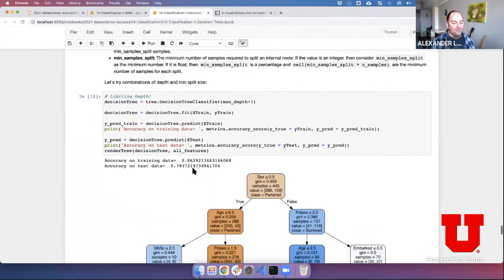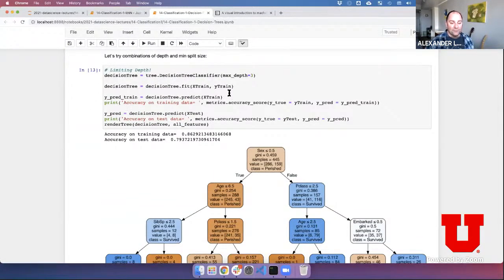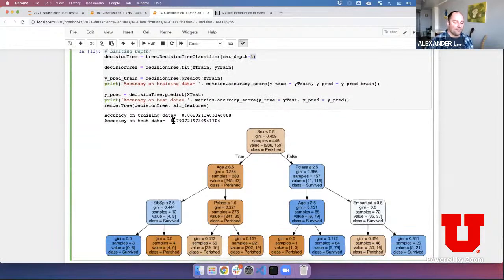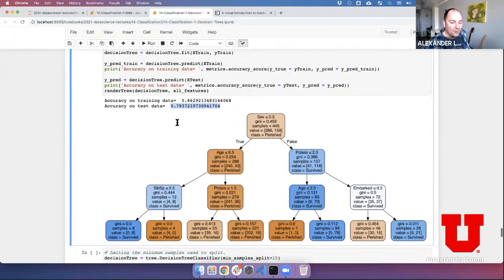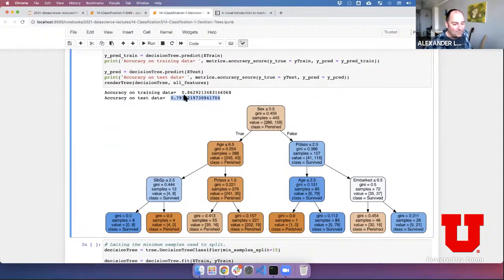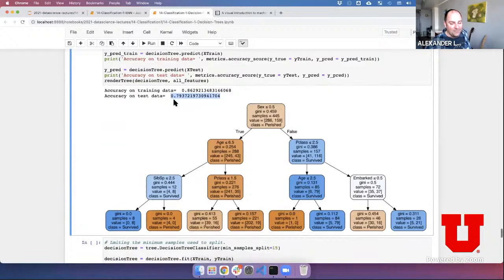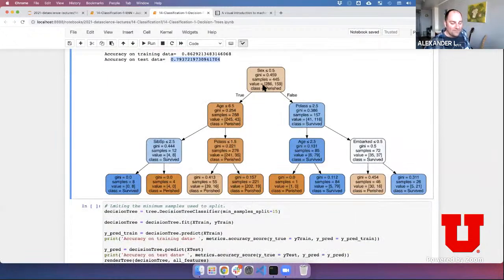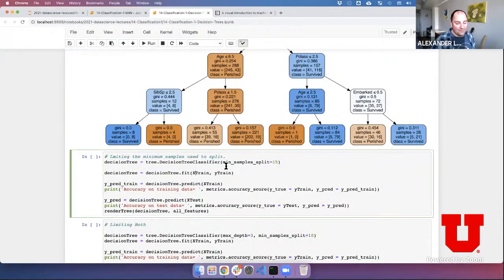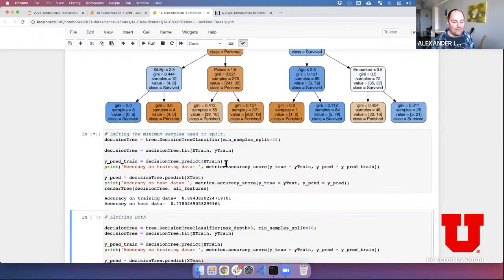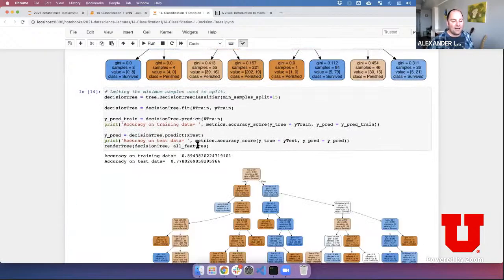If we limit the depth to, in this case, 3, as you see here, we are getting a much better accuracy. We're getting 0.79, so about 80% accuracy on our test data set, though we're still overfitting because we have much better accuracy on the training data. And this tree is now easy to read again. And then if we limit the minimum samples we use to split, that works as well.